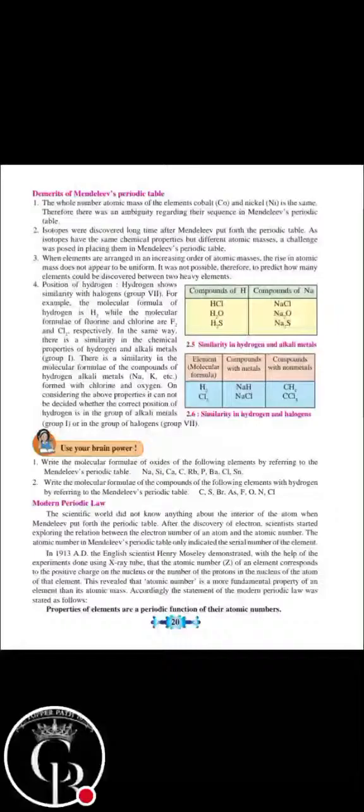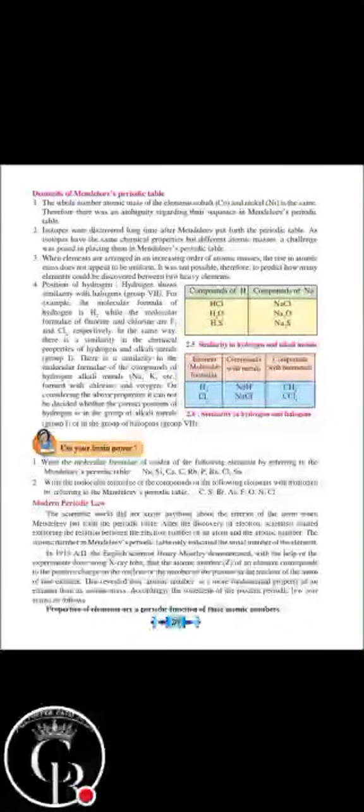The molecular formula of hydrogen is H2, while the molecular formulas of fluorine and chlorine are F2 and Cl2, respectively. In the same way, there is a similarity in the chemical properties of hydrogen and alkali metals, Group 1. There is similarity in the molecular formula of the compounds of hydrogen and alkali metals.